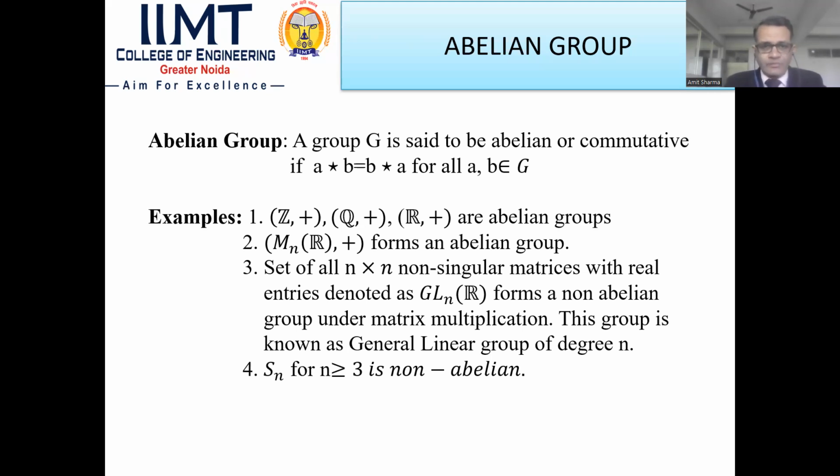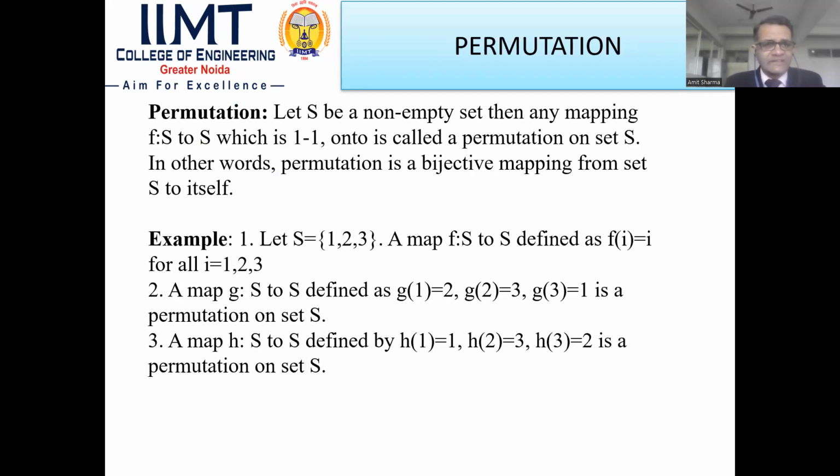Let us discuss this group. First of all, we will discuss what is permutation. Let S be a non-empty set, then any mapping f from S to S, which is one-one and onto, is called a permutation on the set S. In other words, permutation is a bijective mapping from set S to itself.